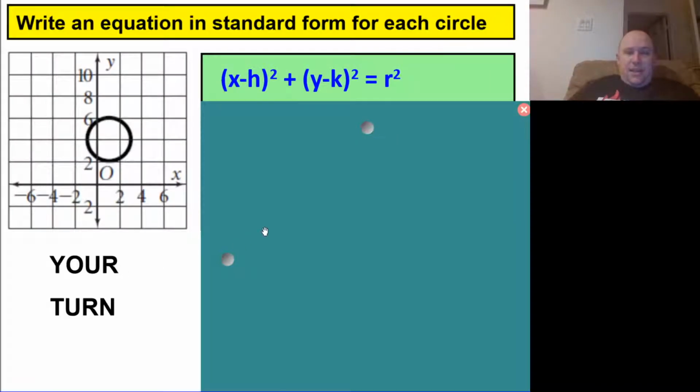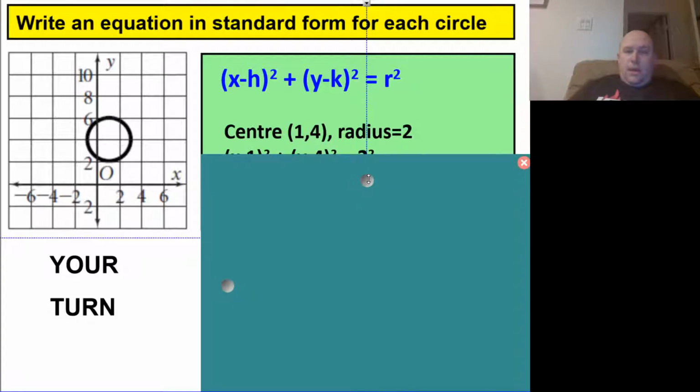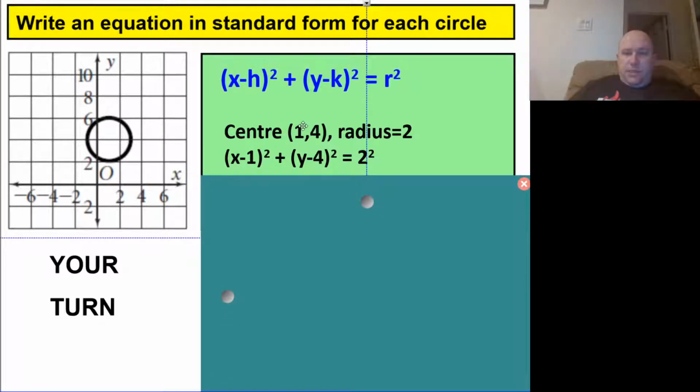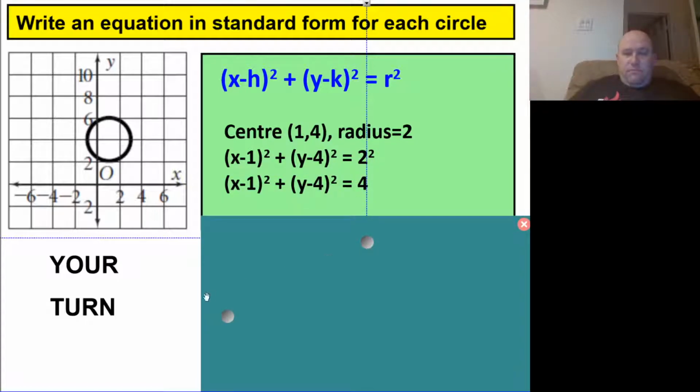To check that you understand, you should pause the video and try and answer this question as well. The center of the circle is clearly where the arrow is, which would be at the coordinate 1, 4. We also have a scale of 2 here again, so the radius this time would be 2. Once I've got that, I can do the opposite. So instead of 1, -1. Instead of 4, -4. Radius was 2, so 2 squared is 4, and we would be finished.